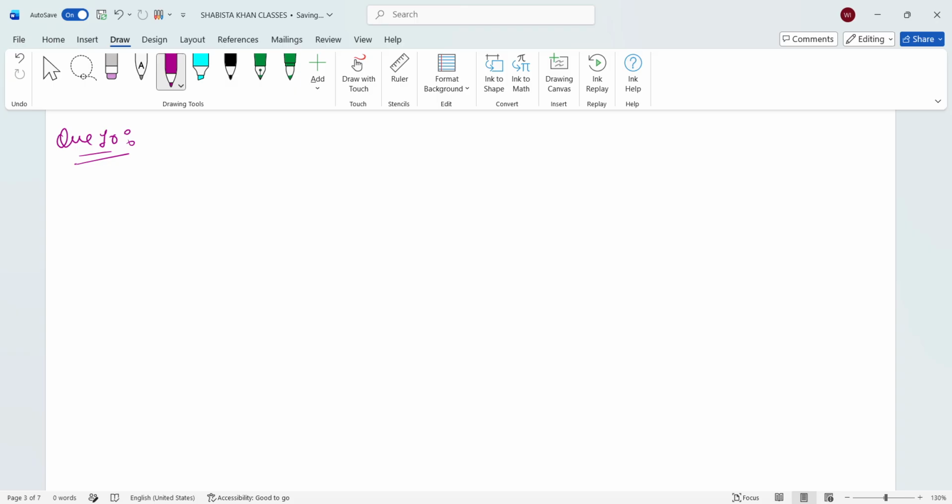Okay. 64 is a square number. 8 square is 64, and it is also a cube number. 4 cube. Okay, we can write 64 is equal to 8 square, and also it is equal to 4 cube. 4 fours are 16, 16 fours are 64. Okay, then what? Read the question.